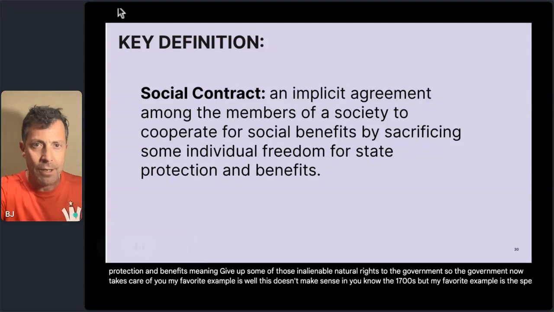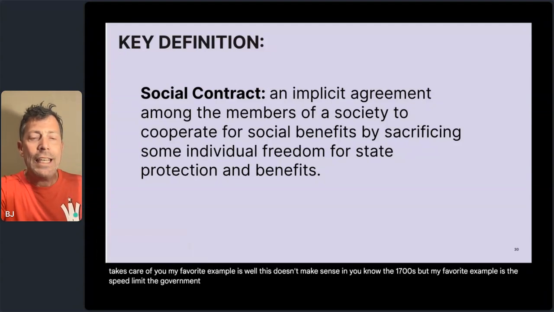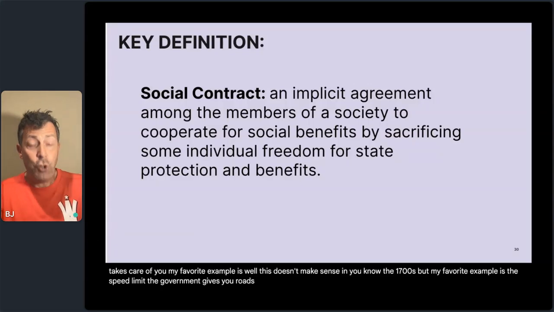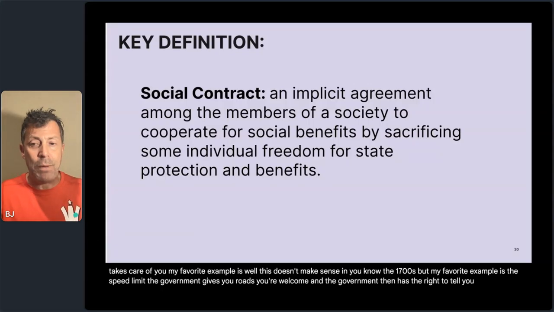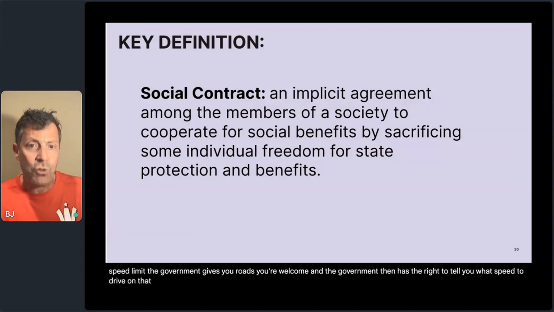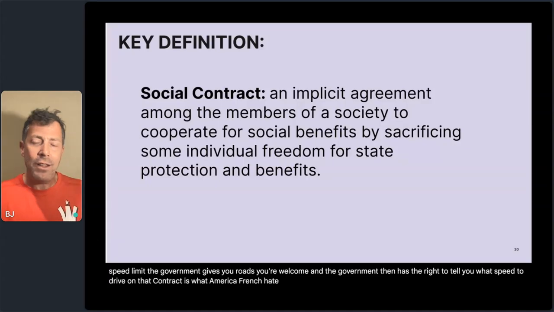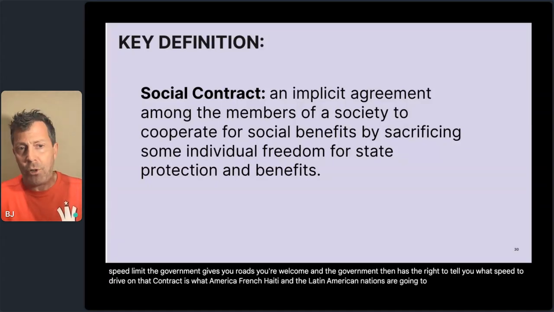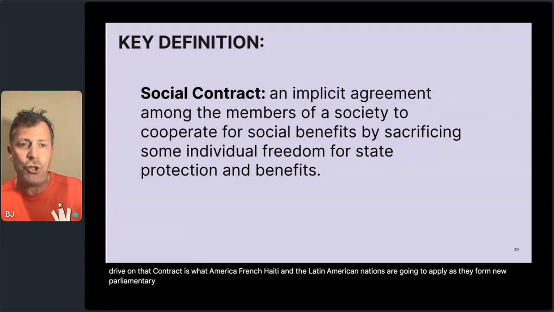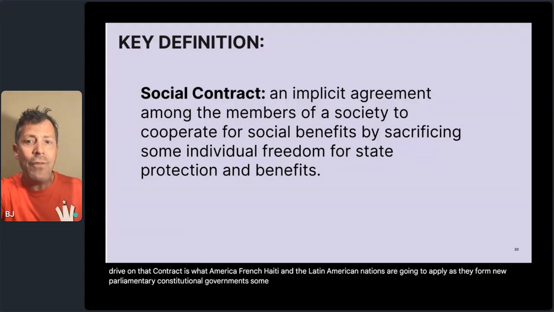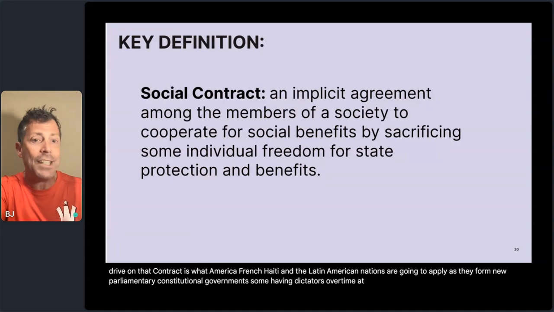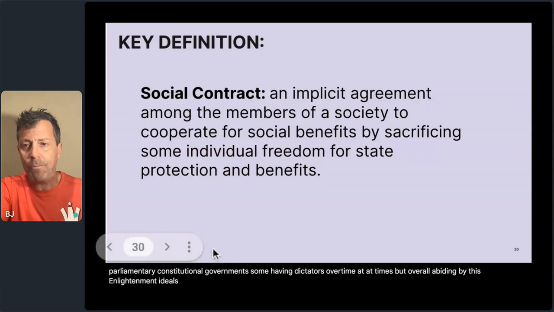My favorite example is, well, this doesn't make sense in the 1700s, but my favorite example is the speed limit. The government gives you roads, you're welcome, and the government then has the right to tell you what speed to drive on those roads. The social contract is what America, France, Haiti, and the Latin American nations are going to apply as they form new parliamentary constitutional governments, some having dictators at times, but overall abiding by this Enlightenment ideal.